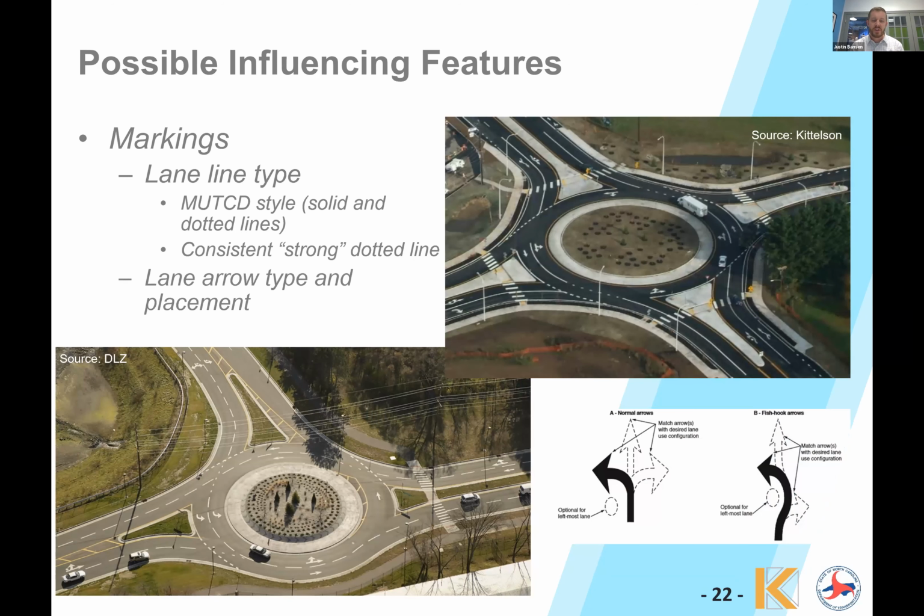Markings are another element where there's some variation. Some states are very strongly utilizing what's currently in the MUTCD, with a solid lane line and dotted lane line combination, that's in the upper image, versus a strong dotted line that's in the lower image. Again, there's examples of roundabouts that are performing great with both alternatives. There's examples where we're seeing high crashes with both. So the line type and the sign type aren't automatically dictating the safety performance. But again, it's that whole package coming together that seems to be having the biggest influence.